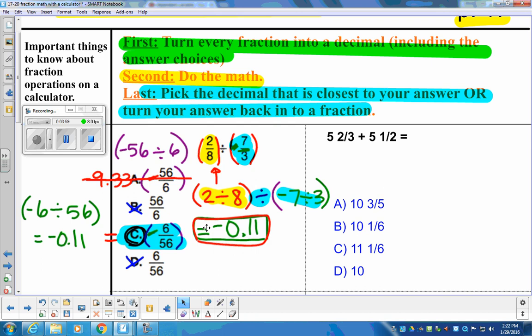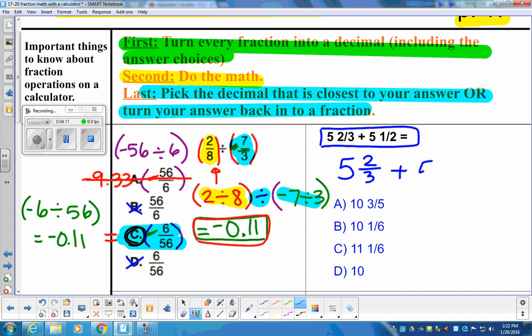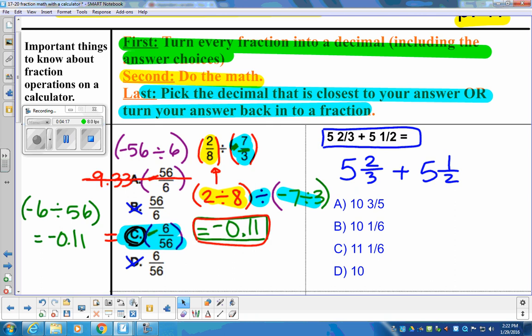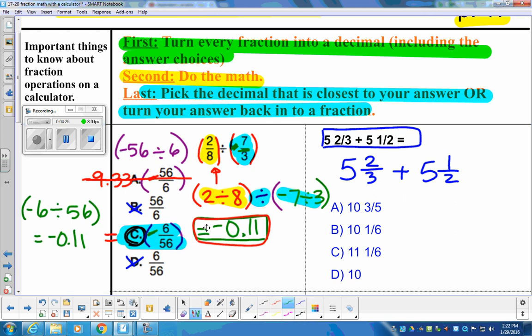Okay, so this next problem here is some mixed numbers. I'm going to rewrite that because the format of this is not great. So let's rewrite it: 5 2/3 plus 5 1/2. Everybody's rewriting 5 2/3 plus 5 1/2. Okay, group, so here's the deal. Whole numbers are easy to deal with. So the whole numbers we're just going to lock in.